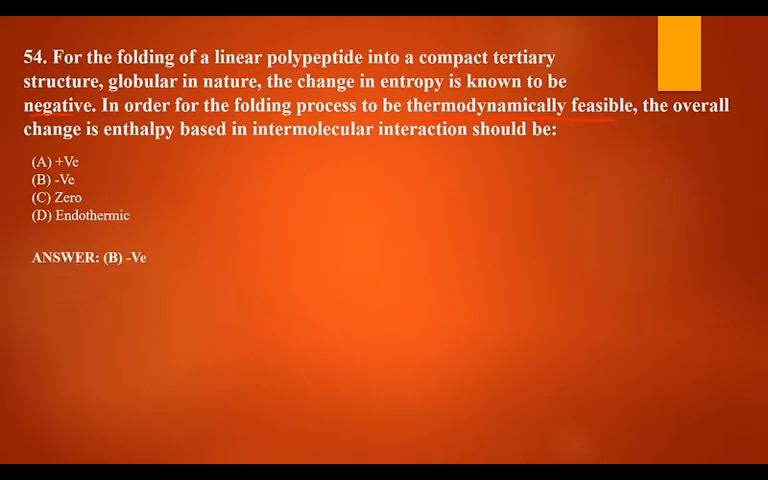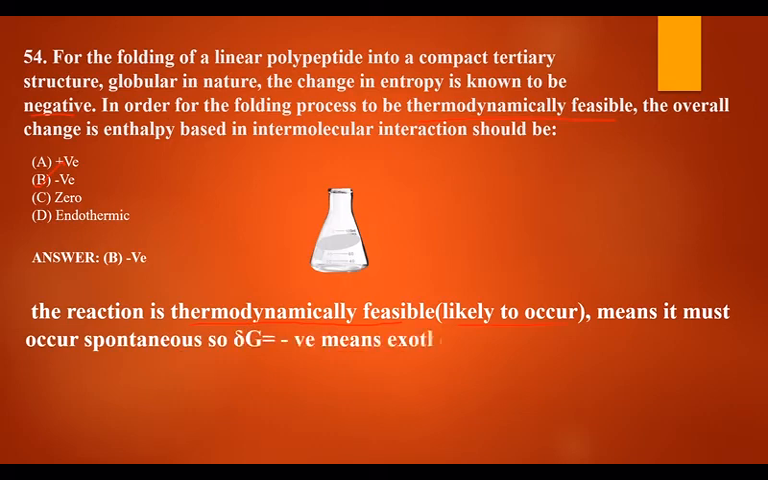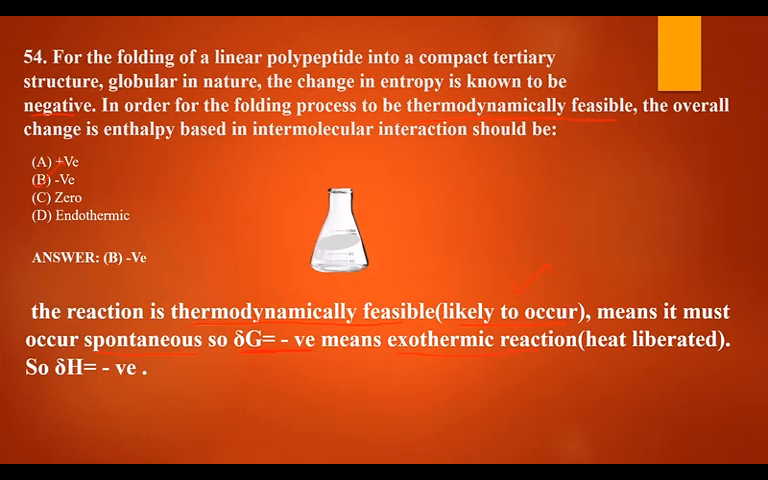Because the reaction should be thermodynamically feasible. Feasible means it is likely to occur, that is, it should occur spontaneously in nature. So del G, that is the change in free energy, should be negative. That means it should be an exothermic reaction, that is, heat should be liberated in that reaction. Heat is liberated means del H is negative.